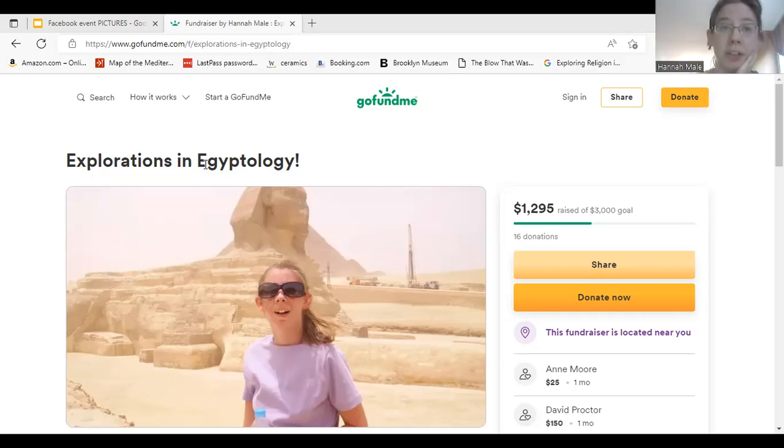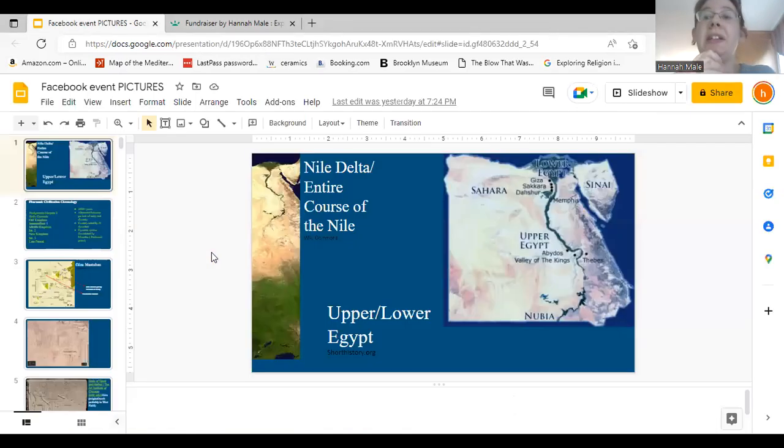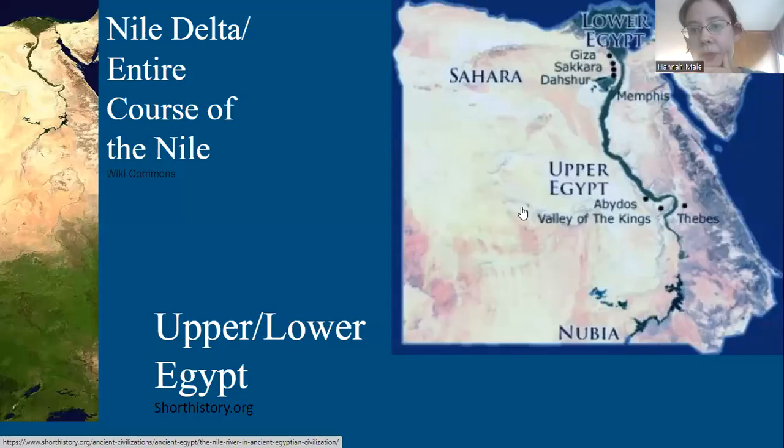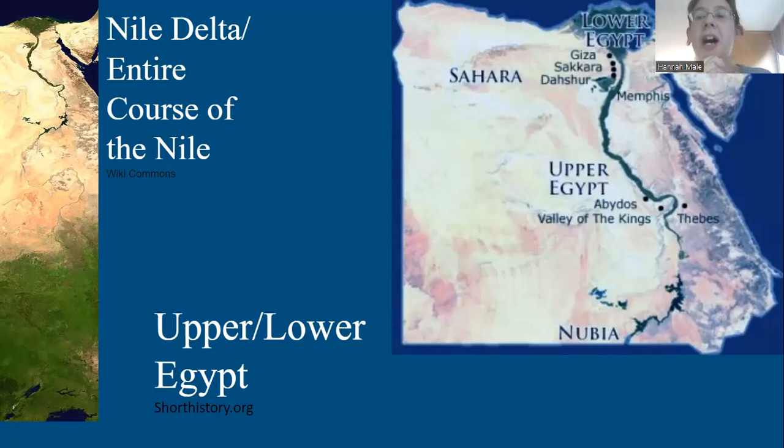So now we are going to go to the PowerPoint. This is the PowerPoint and where the objects will be taken from. I'm going to start the slideshow here now. These are just some maps of Egypt, to give you an idea of some of the geography of Egypt itself.